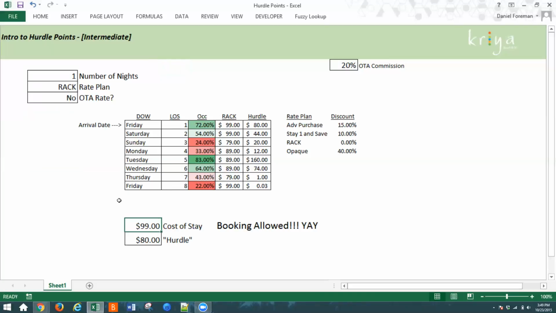Because the cost of the reservation here is $99 to the guest. The hurdle is only $80. So the booking is allowed.